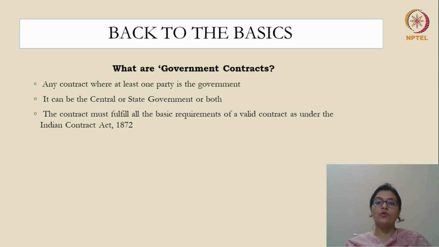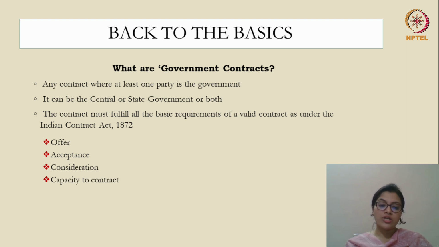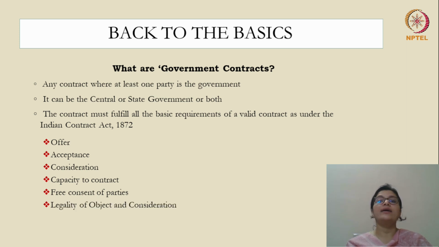But irrespective of the constitutional provisions, all government contracts have to adhere to the basic prerequisites that have been laid down under the Indian Contract Act for entering into a valid contract. What are these requirements? That is, first of all, there has to be an offer, there has to be an acceptance of that offer, there must be consideration involved, the capacity to contract, the free consent of the parties, legality of object, and consideration.